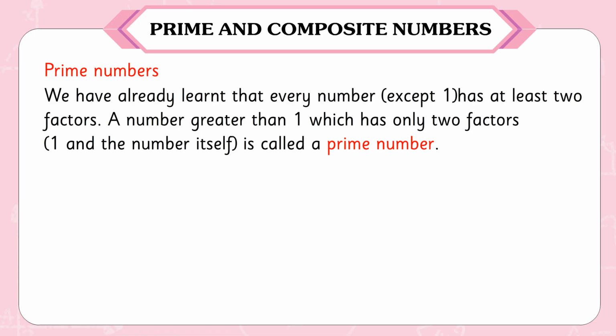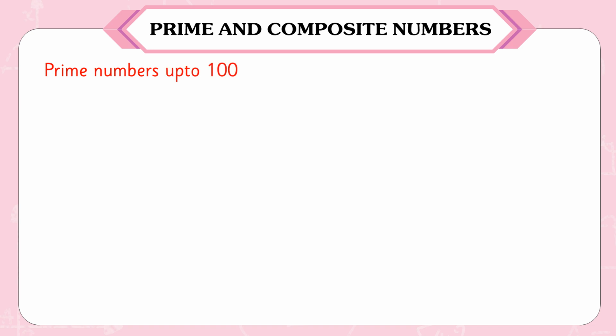Prime and composite numbers. Prime numbers. We have already learned that every number except 1 has at least two factors. A number greater than 1, which has only two factors, 1 and the number itself, is called a prime number. Prime numbers up to 100.